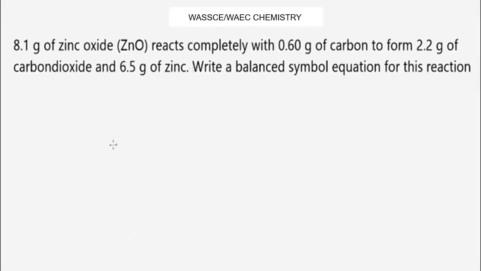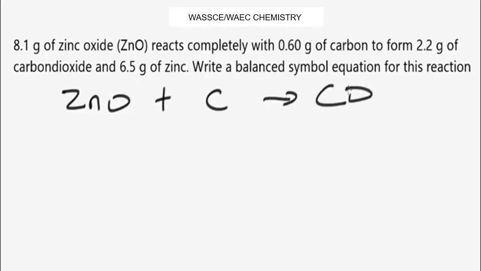Now, the very first thing you have to do is to bring out the elements or compounds involved. So, in this question, we have zinc oxide, reacting with carbon to form carbon dioxide and zinc.